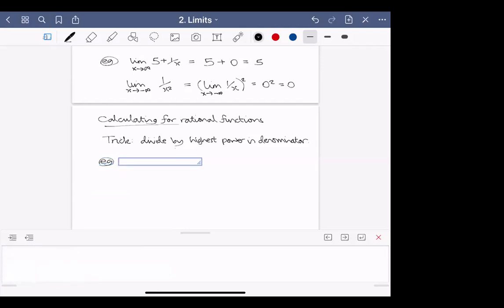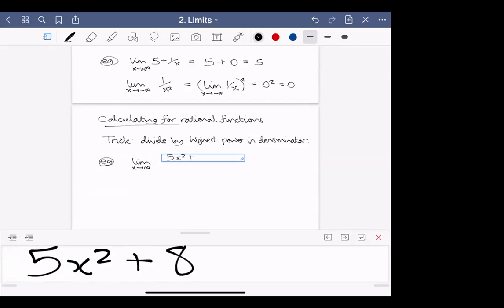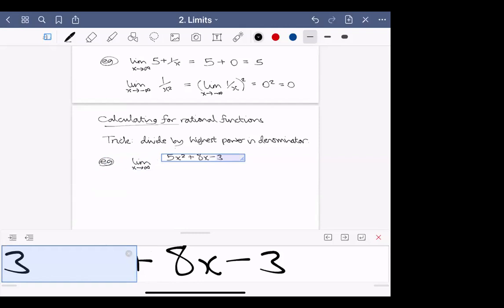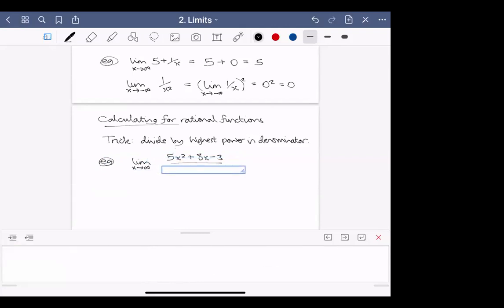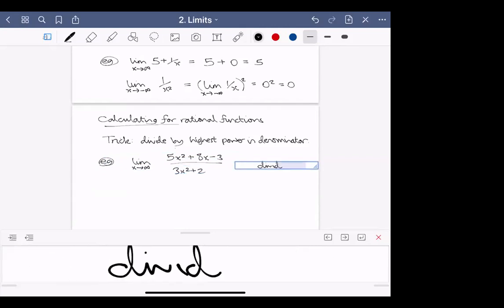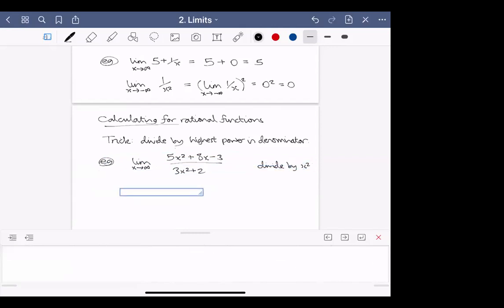If I want to find the limit as x goes to infinity of 5x squared plus 8x minus 3 over 3x squared plus 2, then the first step is to divide by x squared. It's the highest power in the denominator. So divide on top and bottom.